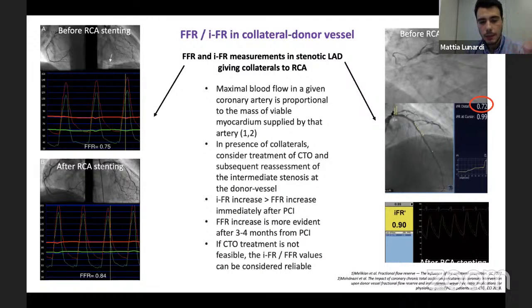But keep in mind that the increase in the FFR value is slower than the increase in the iFR value. Indeed, it was demonstrated that only after 3 or 4 months from the PCI of the CTO, you can measure a higher FFR than that measured before the PCI.